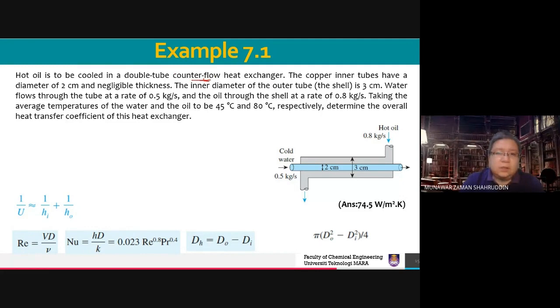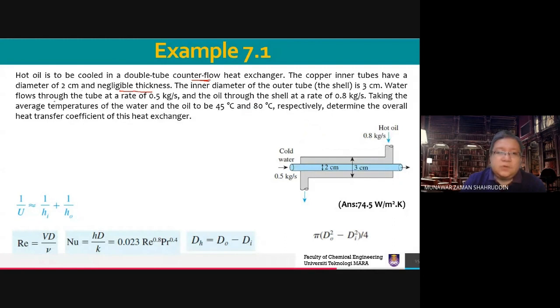Okay, so the copper inner tubes have a diameter of 2 cm and negligible thickness. Nampak tu? Negligible thickness. So maknanya inner and outer diameter is 2 cm lah. The inner diameter of the outer tube is 3 cm. So ni dah bertunjuk dah ni. 2 cm, 3 cm. So there will be no R wall.